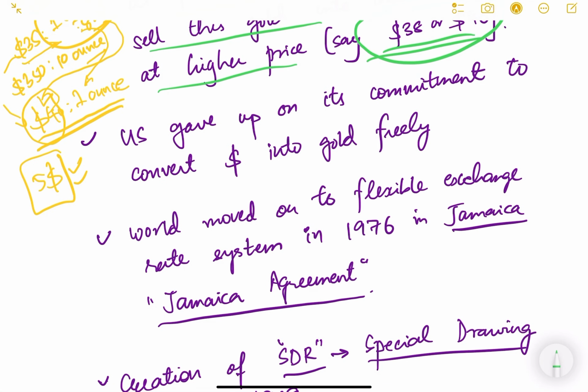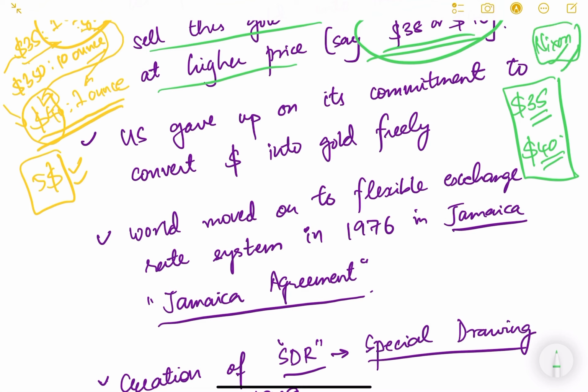The US government thought, the whole world together is making fools of us. Okay, people are fooling us. So basically they are taking 1 ounce of gold at $35 from us and selling it in the international market at $40. So then the American president, I think it was Richard Nixon. Okay, Richard Nixon was there at that time. And Richard Nixon said that no, we will no longer honor our commitment. So the US gave up on its commitment to convert dollars into gold freely.